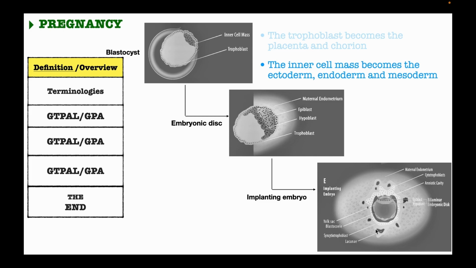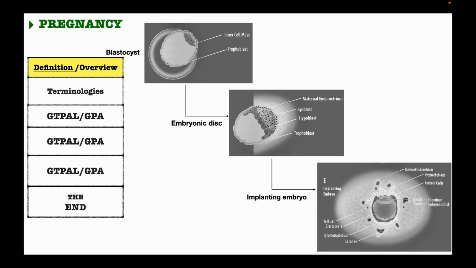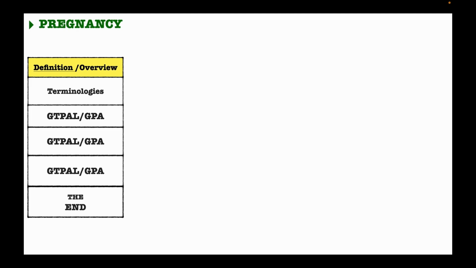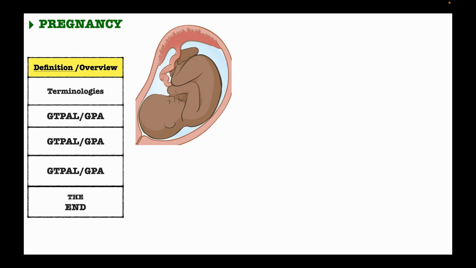Now, normally we have implantation occurring at the upper uterine segment, preferably in the fundus of the uterus, and it is followed by anterior as well as posterior implantation. However, we also have lower uterine segment implantation, which occurs, and this is when we talk about the various forms of placenta previa.